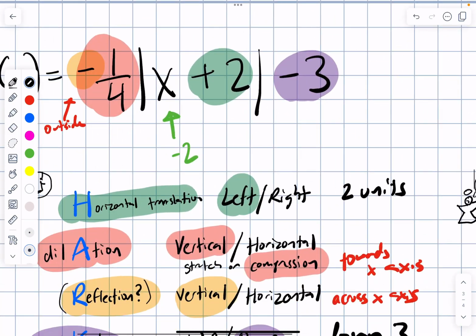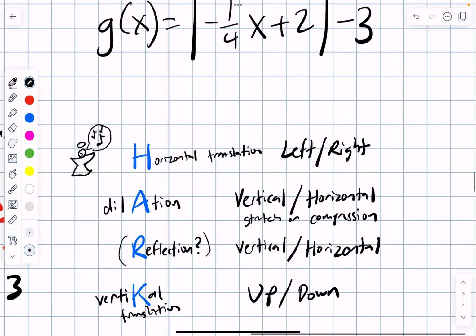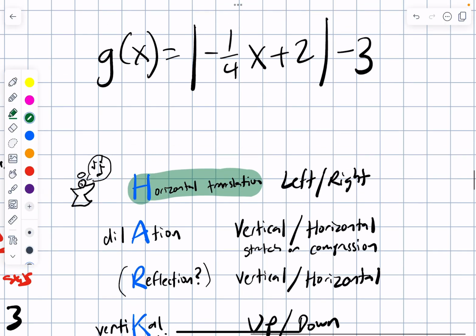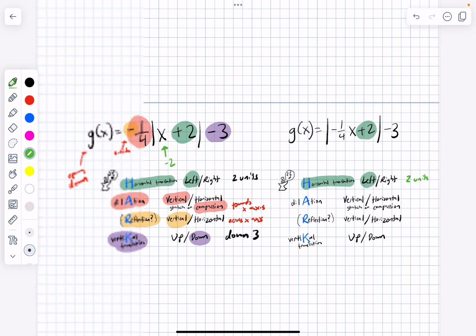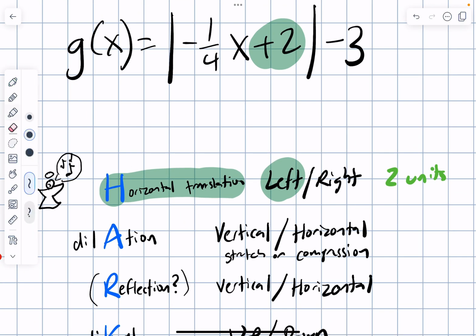I want to try and color code the same way. Green is going to be my horizontal translation. Do we have a horizontal translation? Yes, we do, and it is going to be left 2 units. Dilation, okay. Here we have this, and this is on the inside. So this is going to be horizontal dilation.